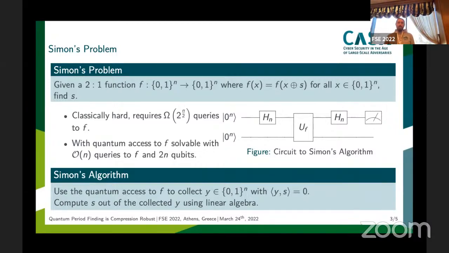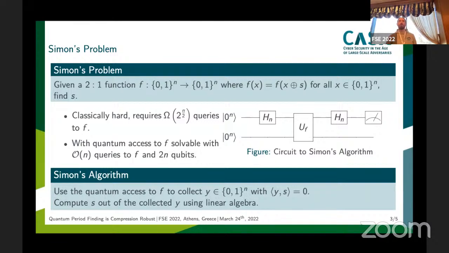to sample random y's that are orthogonal to the hidden period S, and then afterwards computing S out of these sampled y's. Thereby, it takes n qubits for the input, where the y's are later encoded, and n qubits to hold the function value.